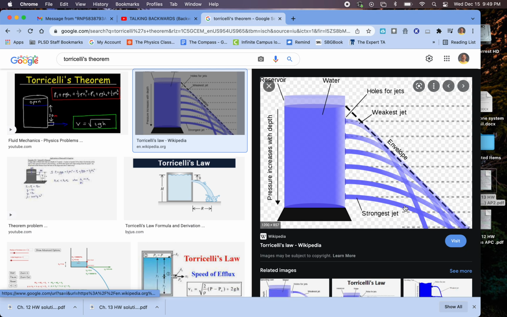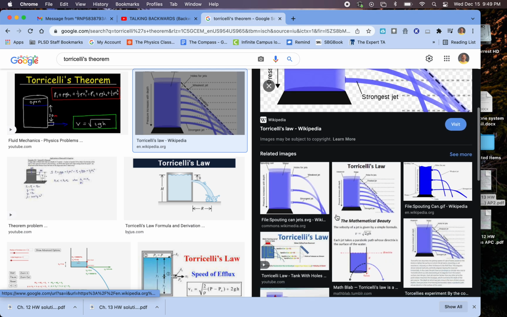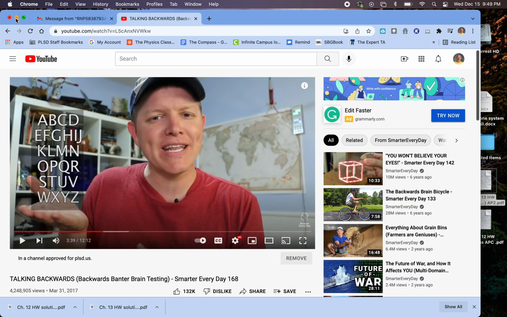Holes for the jets. These go further. Yep, so kind of neat. All right, going back to that, you can see what I was watching.